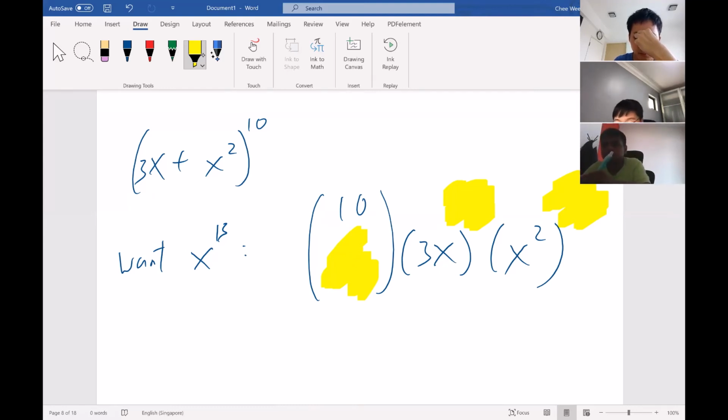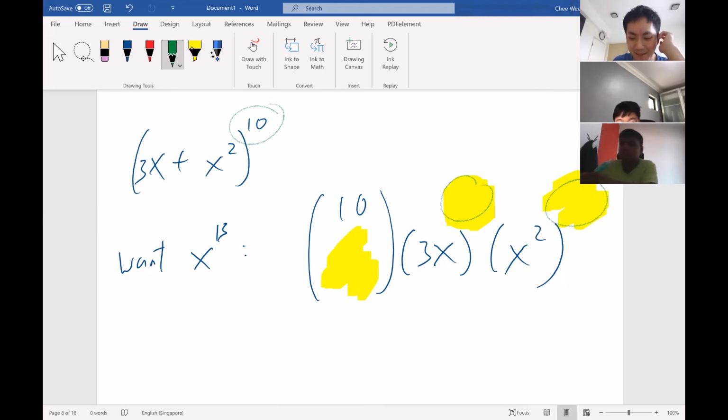Wait, the top two yellow boxes equal 13, right? Say that again. The two boxes above equal 13, right? You mean this one and this one? Yeah, with 10, because it's power 10. Oh, 10. Okay.